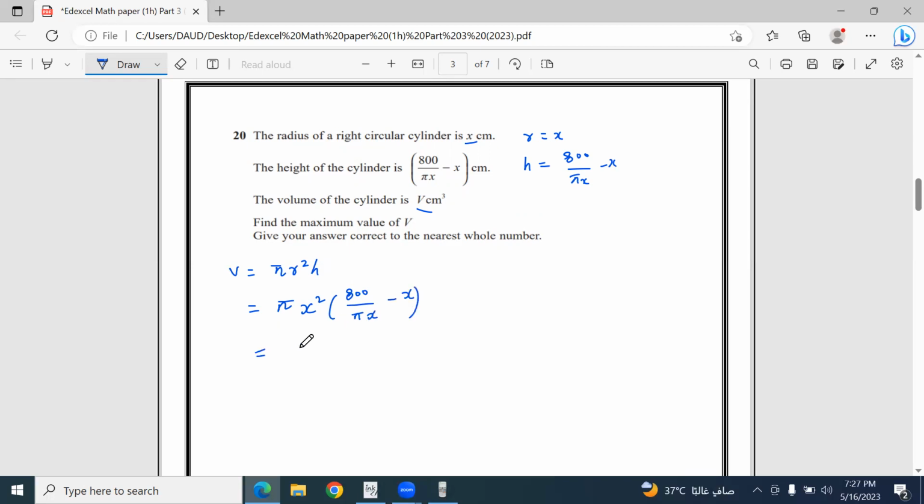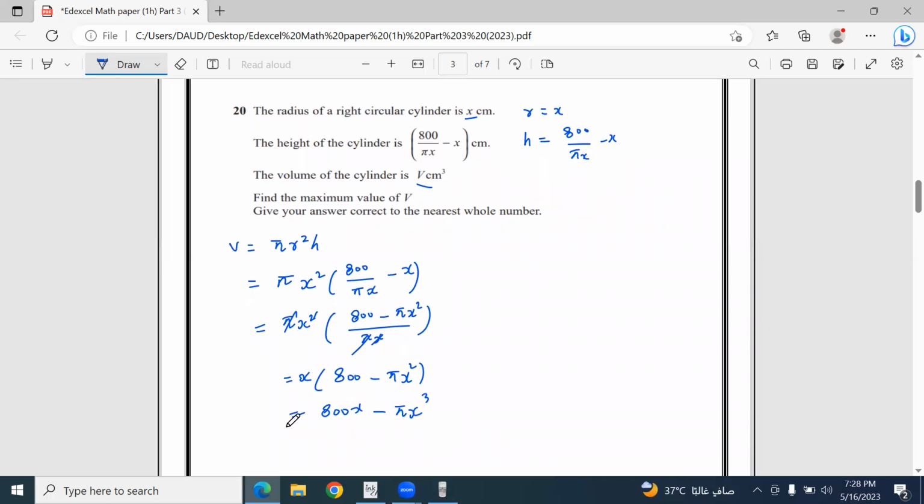I will try to simplify. So multiply pi x squared. I will try to take the LCM inside, pi x. So this is 800 minus pi x squared. Cancel pi and pi, x squared with x. Now we have x bracket open 800 minus pi x squared. Multiply x inside. So it would be 800x minus pi x cubed.